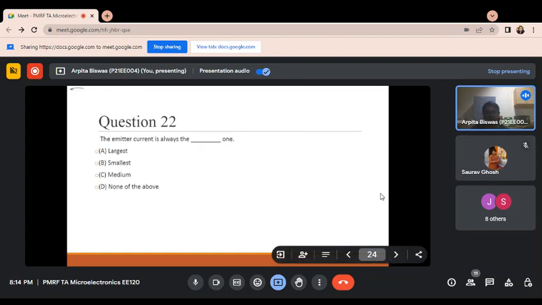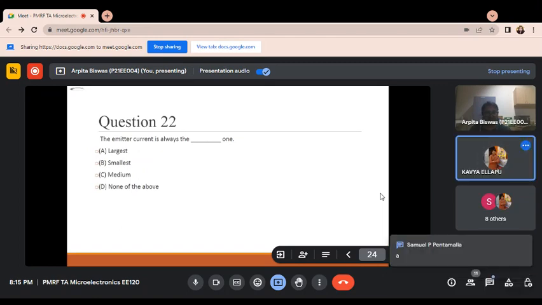Next we are moving towards question number 22. The emitter current is always the dash one: the largest, smallest, medium, or none of the above. Madam, largest. Yes. It is the largest one because it is heavily doped, ma'am. Yes, and it is the summation of base current and collector current: I_E equals I_B plus I_C.